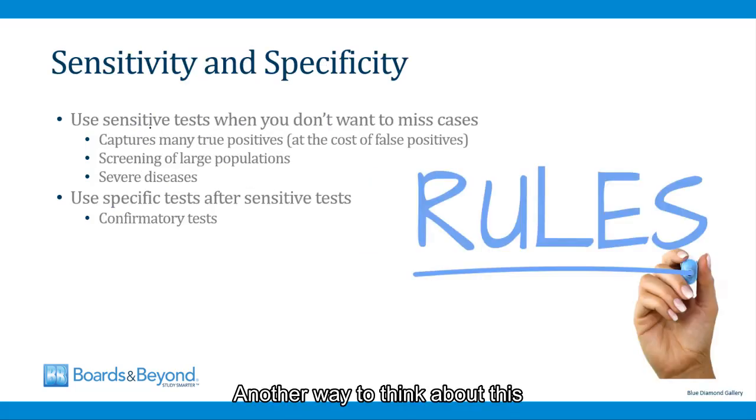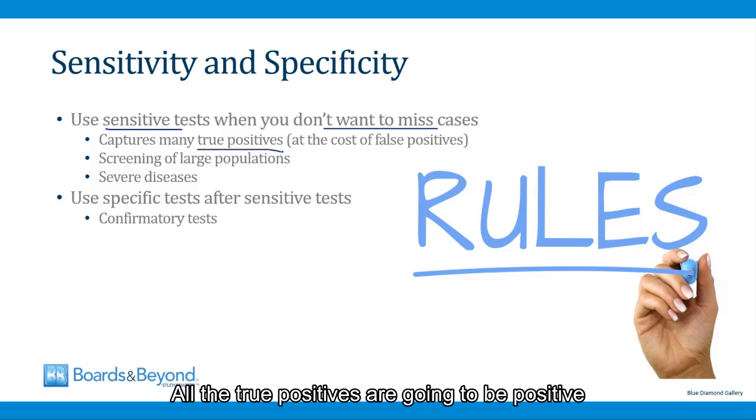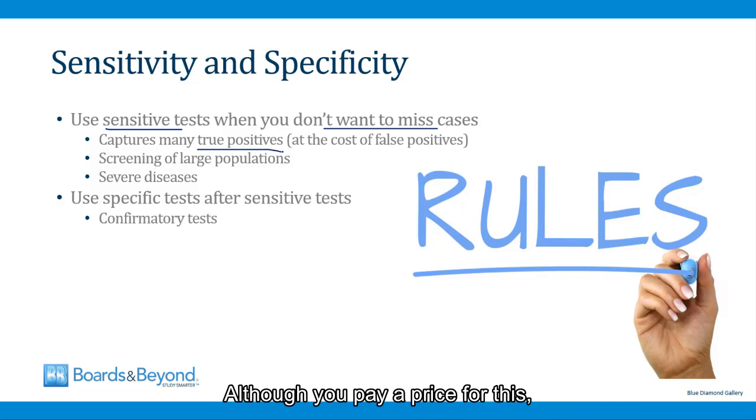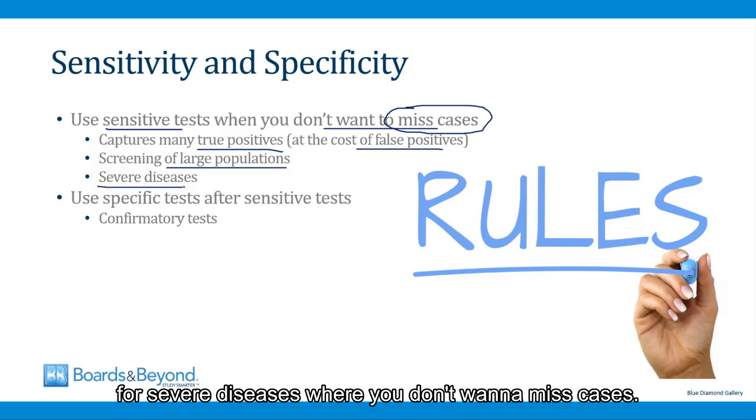Another way to think about this is you want to use a sensitive test when you don't want to miss cases. Remember, sensitive tests capture lots of true positives. All the true positives are going to be positive by a very sensitive test. Although you pay a price for this, you will also have many false positives, but importantly, you won't miss cases. So this is useful when you're screening large populations for severe diseases where you don't want to miss cases.